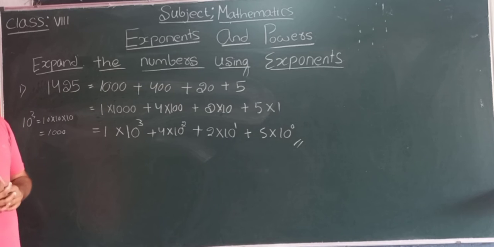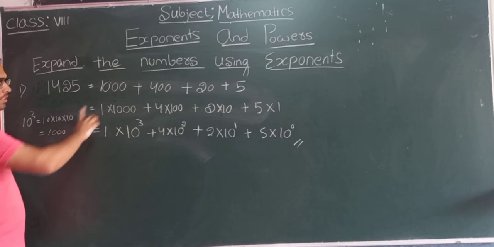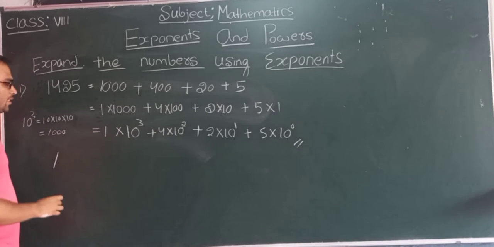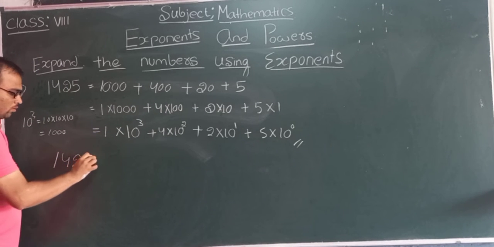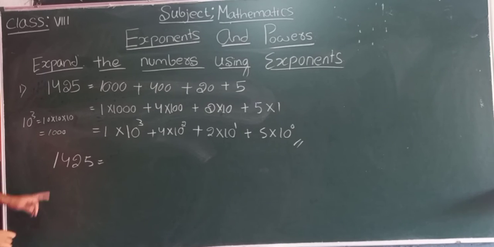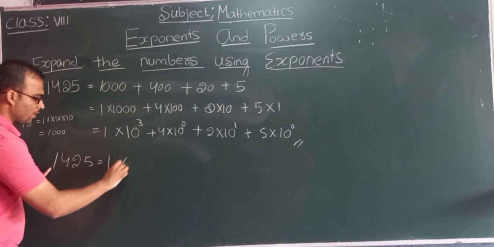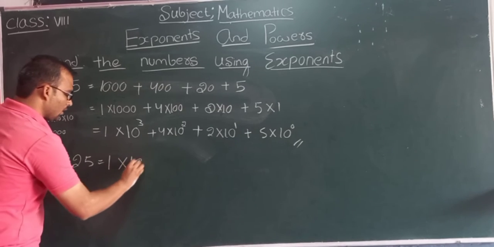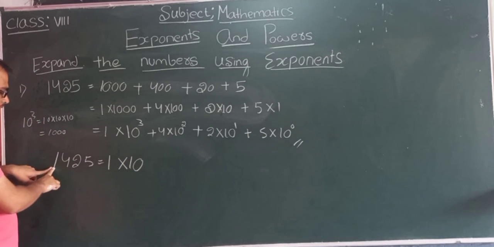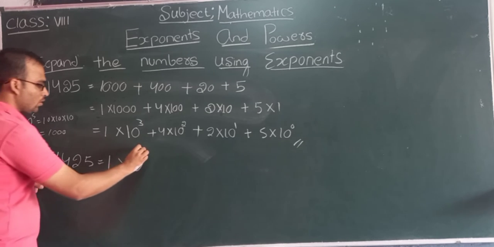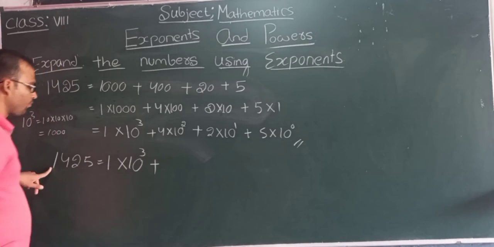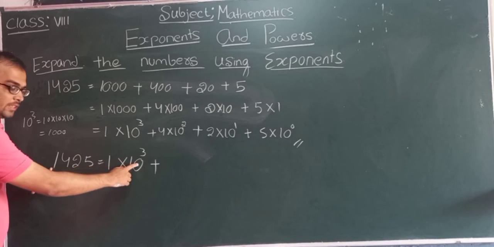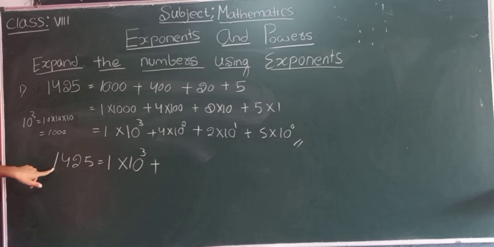I will tell you one more shortcut. So this was in detail to make you understand easily. Now in an easy way, here 1 is there, so write 1 into. Next, this is the 1000 place. Unit, tens, 100, 1000. So after this one, how many numbers? 3 numbers. So write 10 to the power 3. That is the 1000 place. 10 to the power 3 means 1000 only.